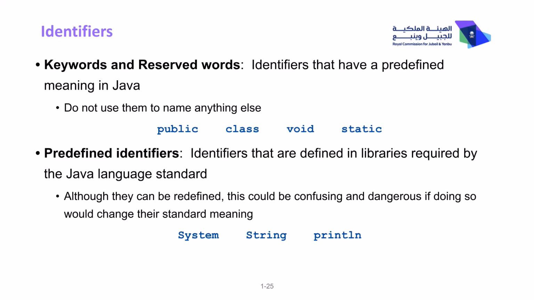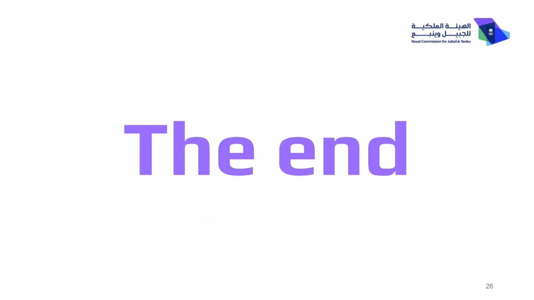Keywords are identifiers with predefined meanings in Java, such as public, class, void, and static, and should not be used for naming other items. Predefined identifiers like System, String, and println are defined in required libraries and should ideally not be redefined. This concludes our video.